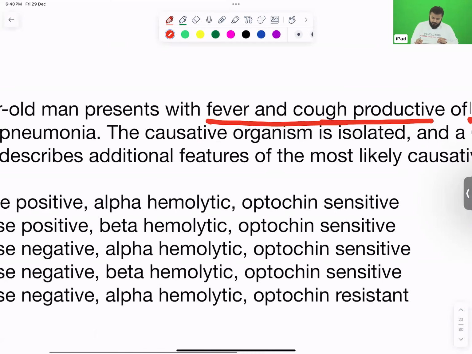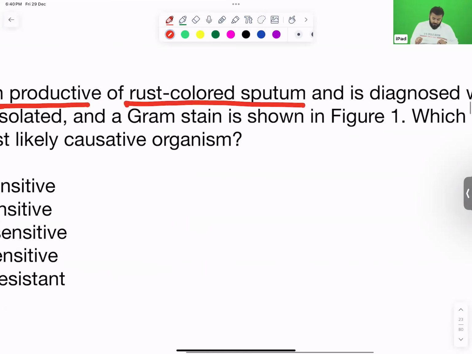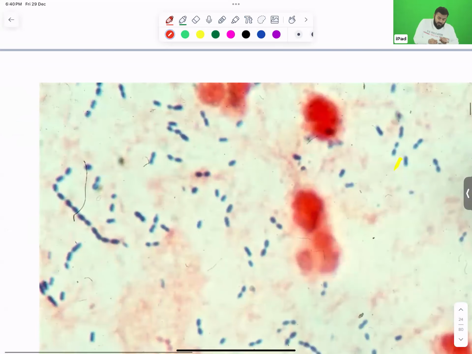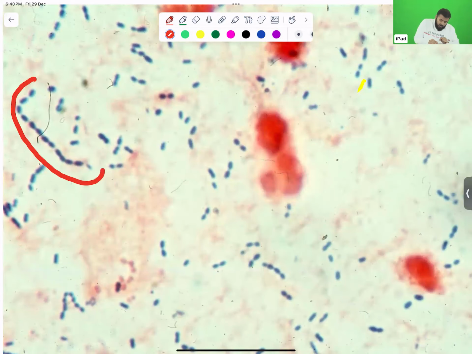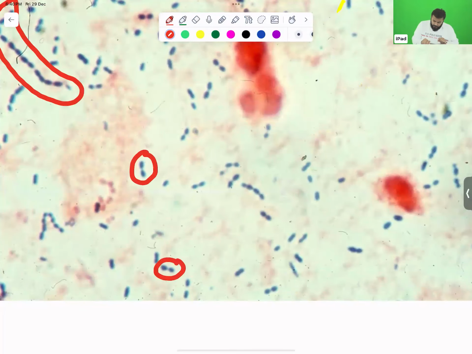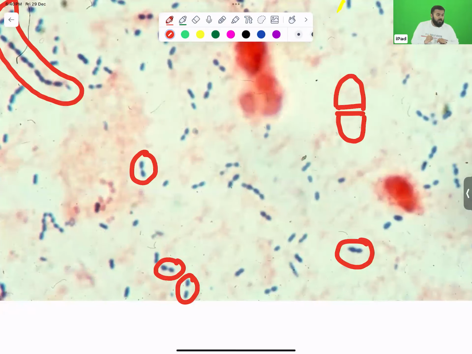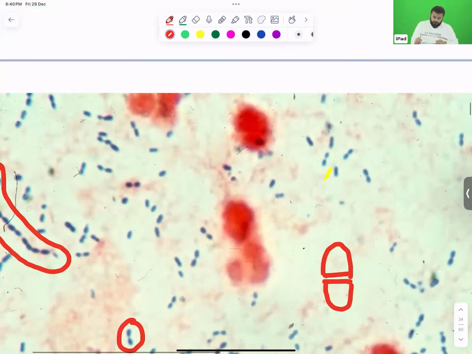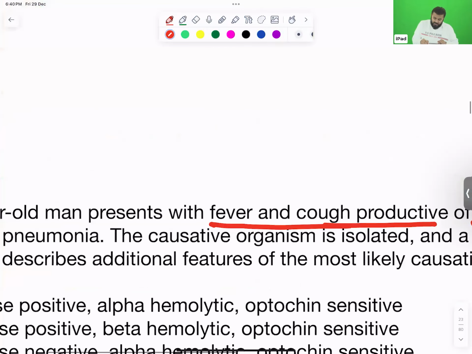The Gram stain is shown in figure 1. Look, this is figure 1. Now, in this figure, what did we understand? It is in the form of a chain. So what does that mean? This is Streptococcus, right? And look here, what is the shape? Diplococci. Isn't it lanceolate diplococci? Yes or no? Lanceolate diplococci. Very good. Sir, what is this red color thing?